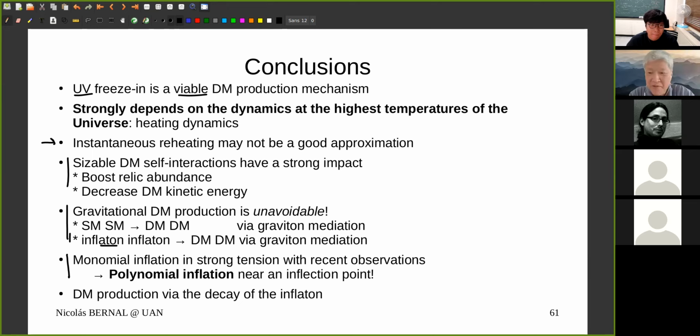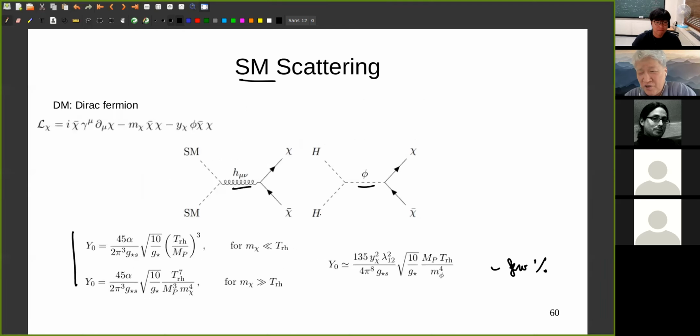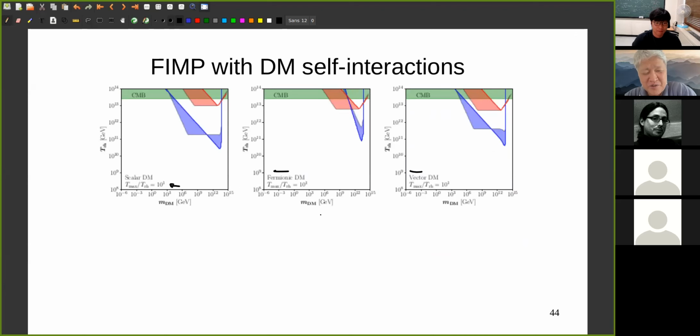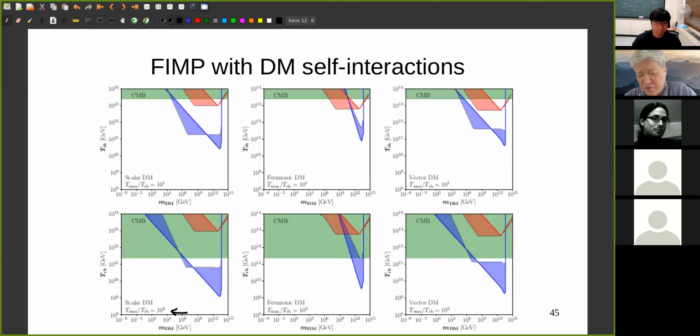Hello, Nicolás. Thank you very much for the nice talk. Hi, nice to see you. Do you also have some plots for the vector dark matter production in the earlier slides? For the inflaton decay to a pair of vector dark matter, for example, is it qualitatively basically the same as the fermion dark matter case?